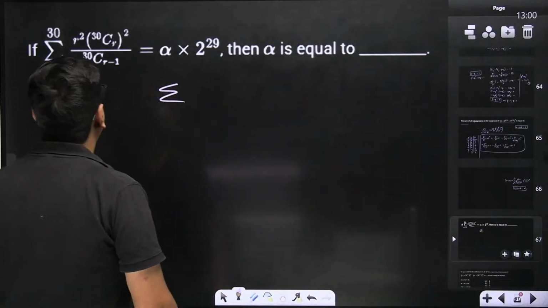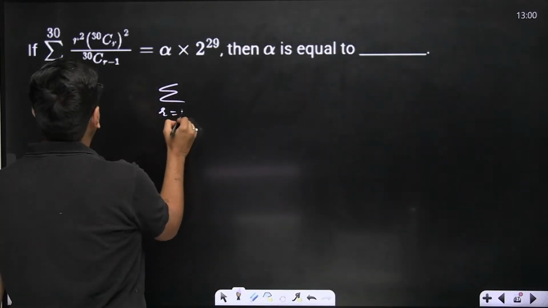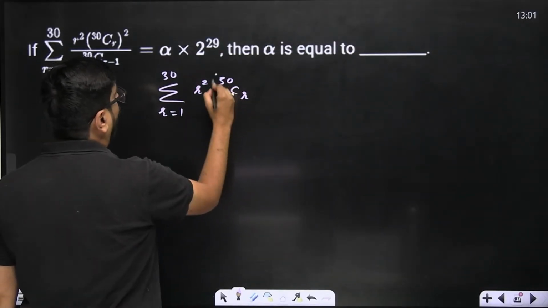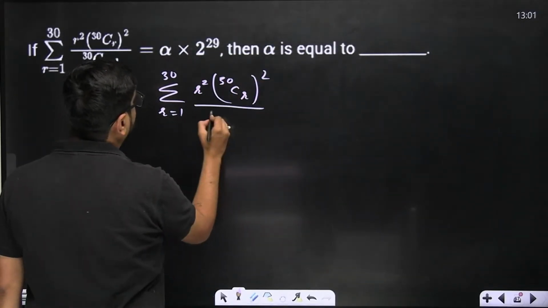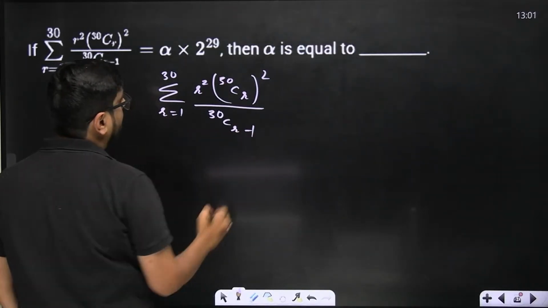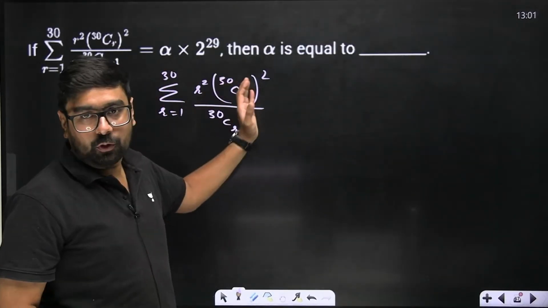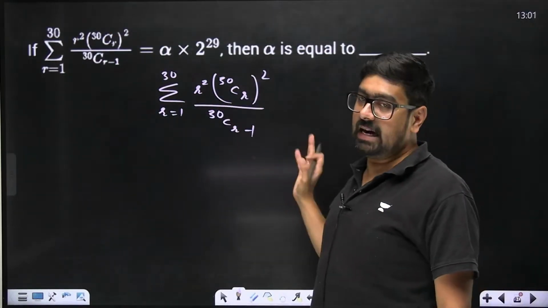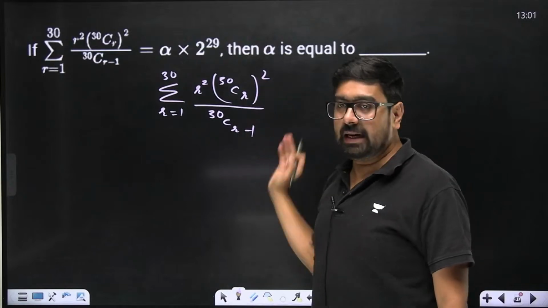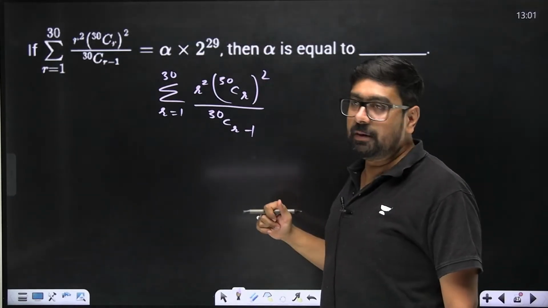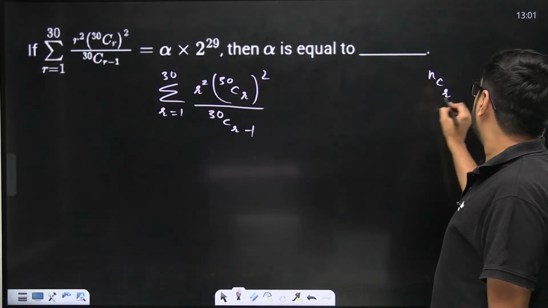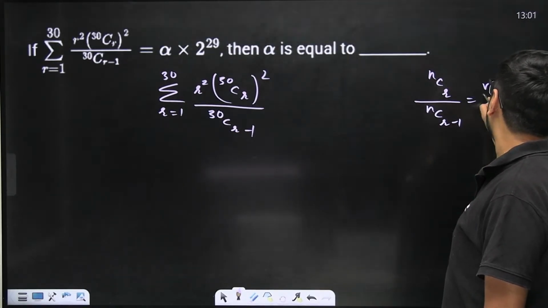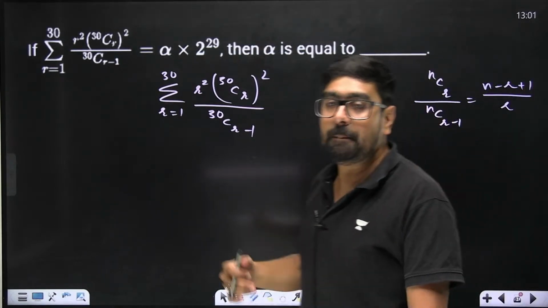Now let's see. Summation of R equal to 1 to 30, R square, 30CR whole square divided by 30CR minus 1. Now it feels like we can split, but we cannot. We know summation of NCR whole square is 2NCN, that is also a formula. But how will we split like that? We cannot split like that. What can we split over here? We know that NCR divided by NCR minus 1 will be N minus R plus 1 divided by R.